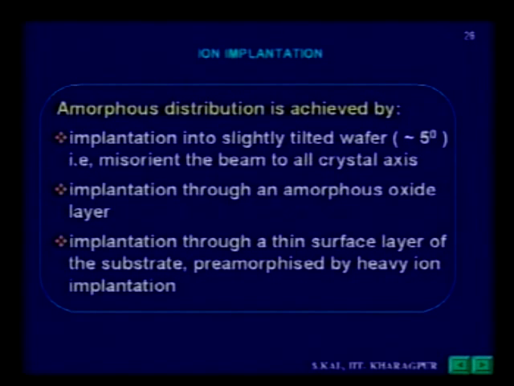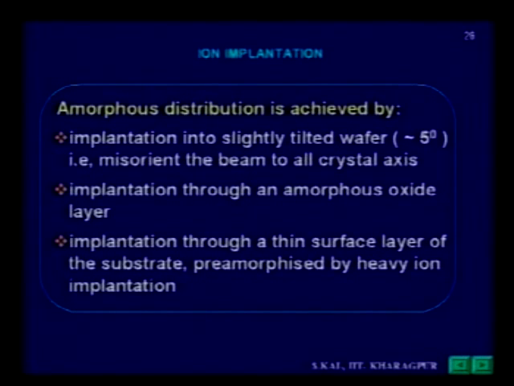First is the angle, as I mentioned, the critical angle, and if the incidence angle is more than the critical angle, then the amorphous distribution will take place. And the second technique is through oxide. Oxide is not a single crystal material, it is an amorphous material. So since it is already amorphous, if you implant through thin oxide, the channeling probability is less. And the third technique is implantation through a thin surface layer of the substrate pre-amorphized by heavy ion implantation.